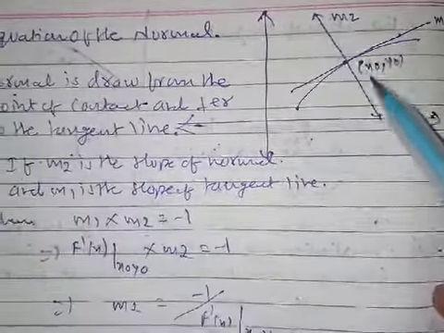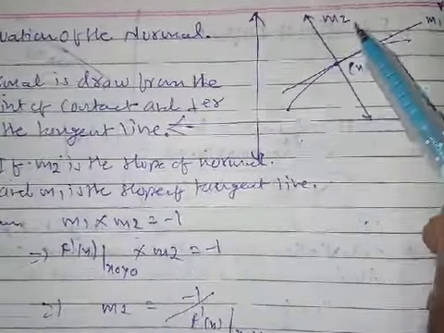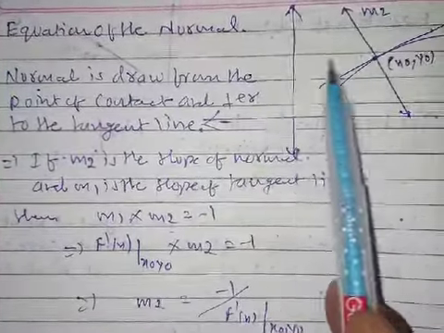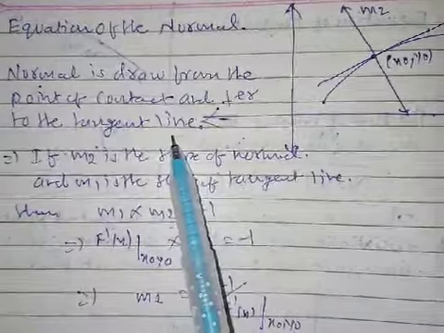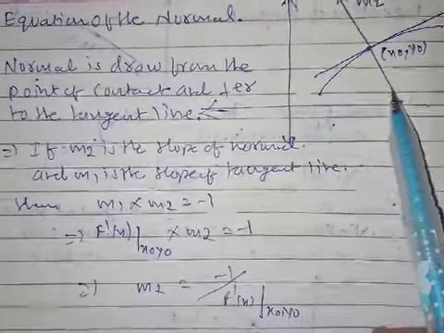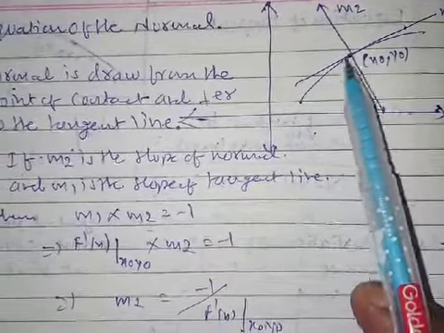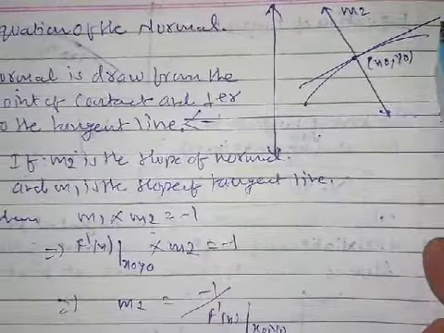So m2 is the normal here, perpendicular to the tangent. The normal is drawn from the point of contact, which is this, and perpendicular to the tangent line. You have to remember how to draw the normal. It should be drawn from the point of contact, and second, it should be perpendicular to the tangent line.